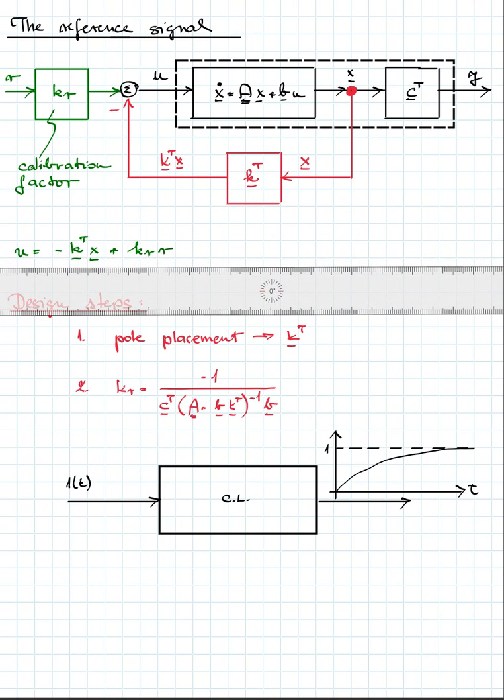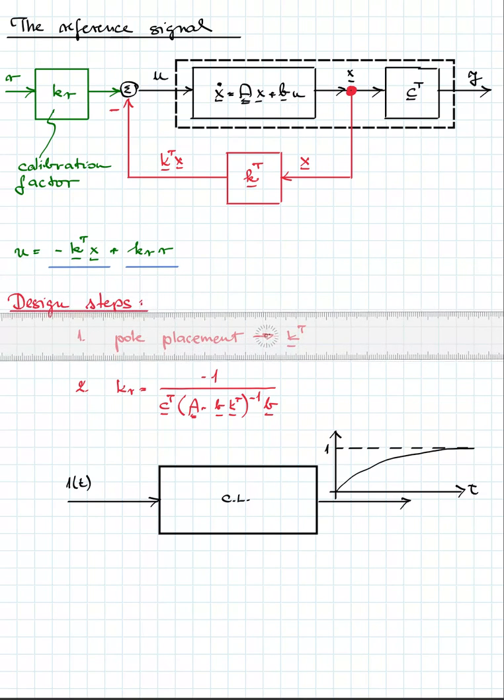In this case, the input of the system is U. The U is minus K transpose X. This part is coming from the state feedback, and there is another input, KR multiplied by R, and R is the reference signal, and we need a calibration factor. Okay, so what are the steps of the design?